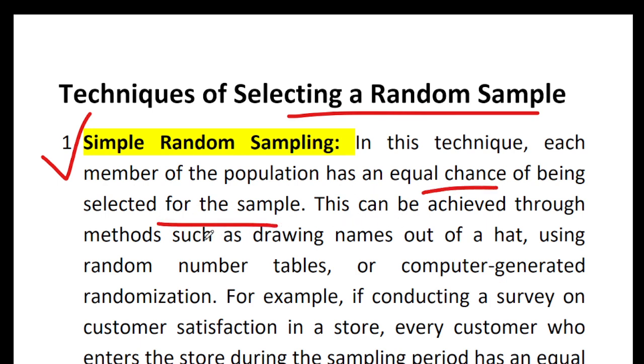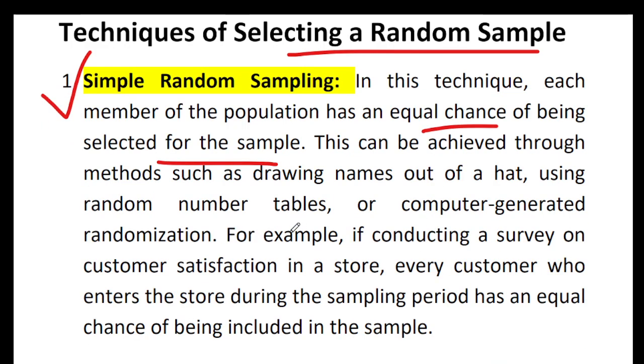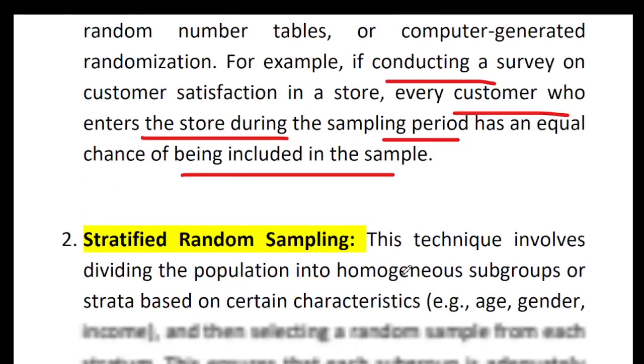This can be achieved through methods such as drawing names out of a hat, using random number tables, or computer generated randomization. For example, if conducting a survey on customer satisfaction in a store, every customer who enters the store during the sampling period has an equal chance of being included in the sample.